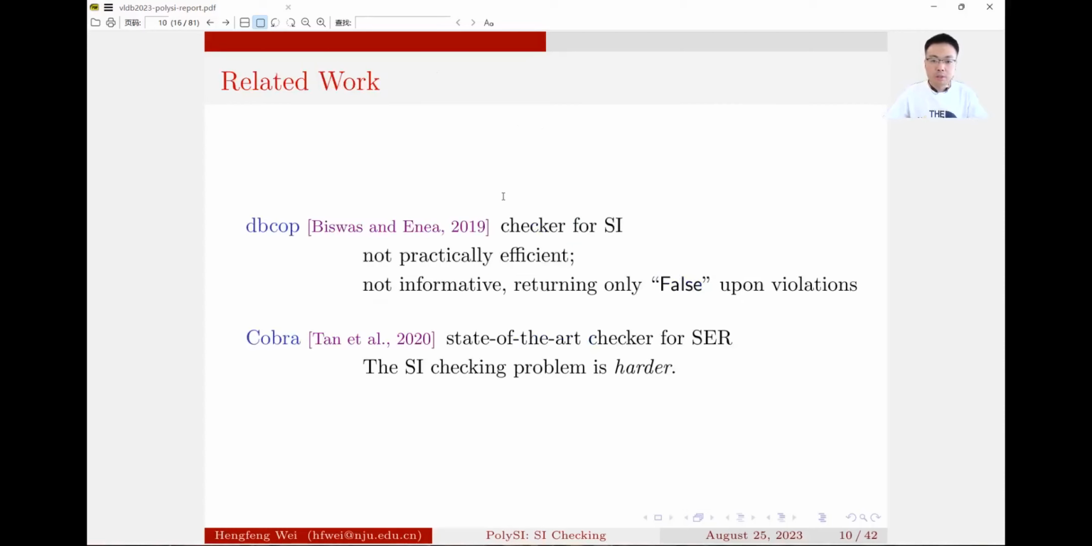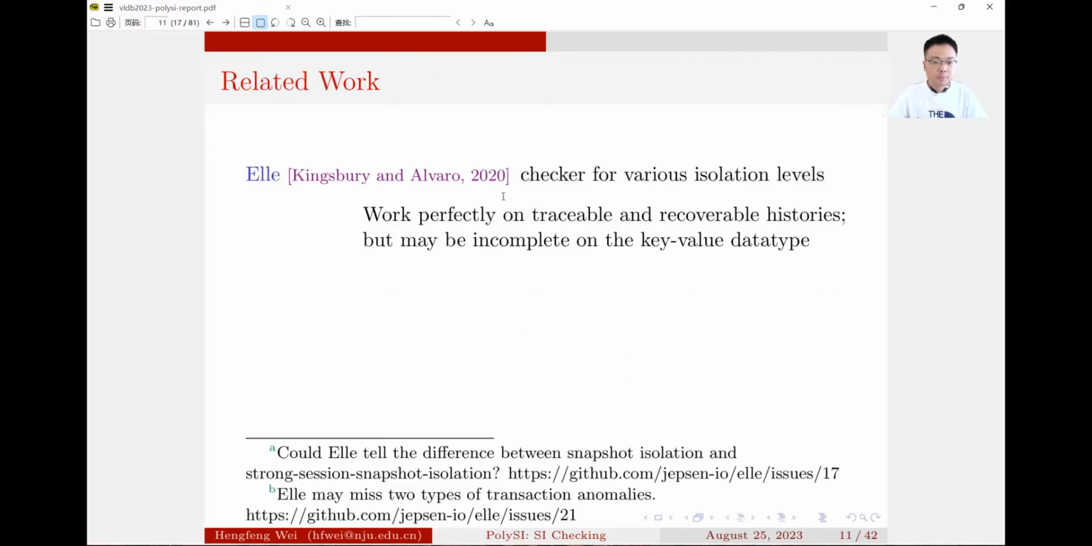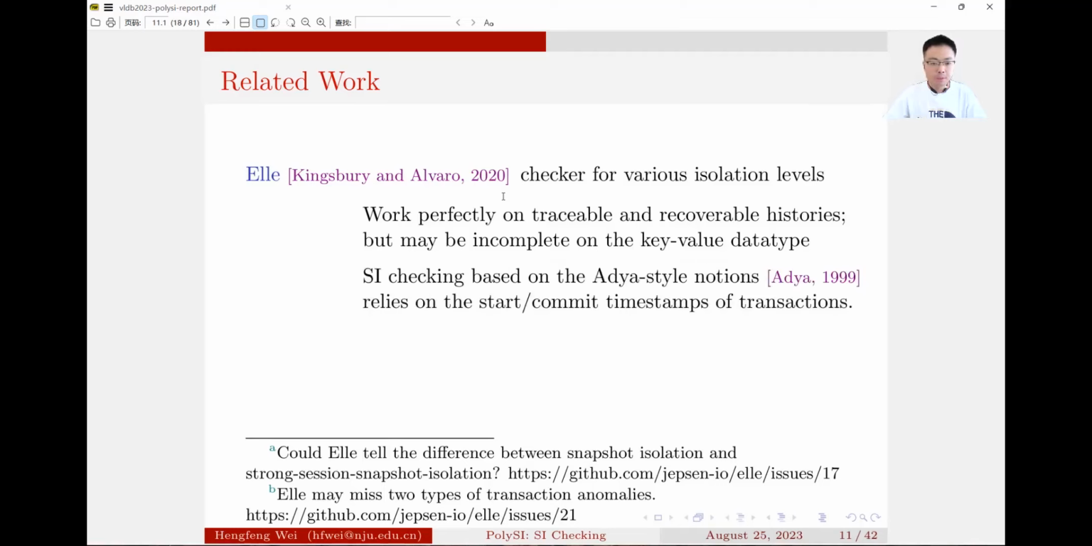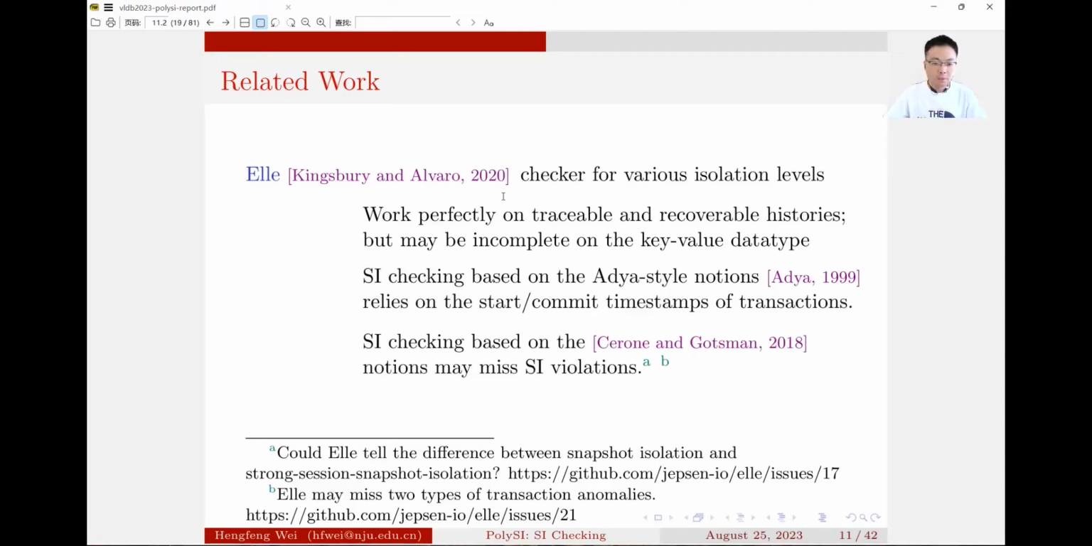DeepCover is a checker for snapshot isolation. However, it's not practically efficient and is not informative. Cobra is a checker for serializability. However, the SI checking problem is harder. Elle is a checker for various isolation levels. It works perfectly on traceable and recoverable histories, but it may be incomplete on the key-value data type. The SI checking based on timestamp notions relies on the start and commit timestamps of transactions. The SI checking based on other notions may miss snapshot isolation violations.